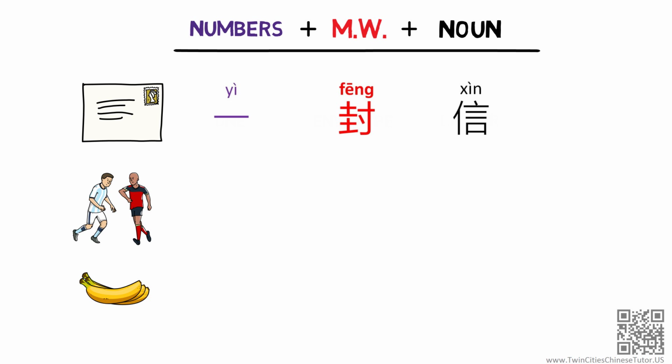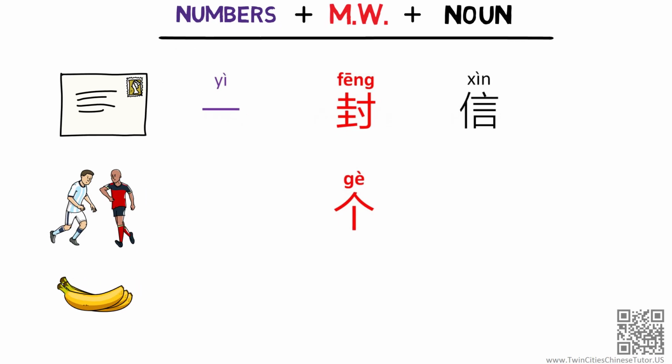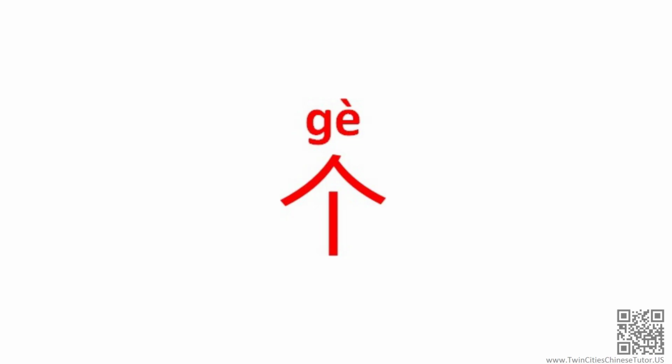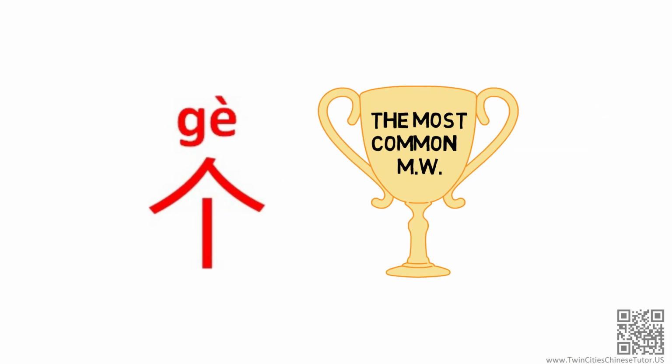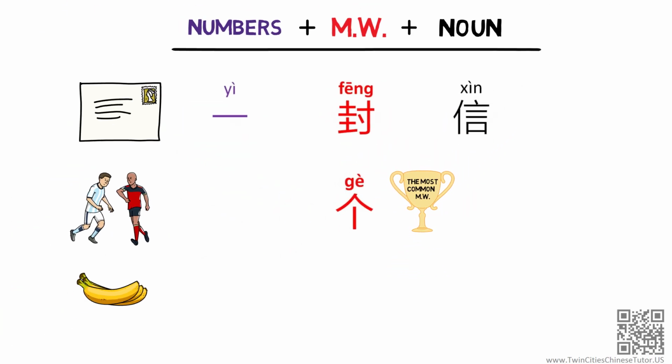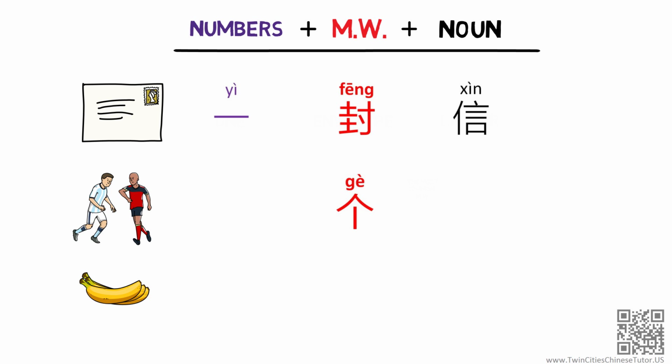While 封 is a measure word that can be translated, other measure words cannot be translated directly. For athletes, we would use the measure word for people in general, 个. We generally don't translate 个 to English, but it still cannot be omitted as a measure word in Chinese. 个 is also probably the most common measure word in Chinese. So if you are not sure about a more appropriate measure word to use for a noun, 个 would be a good bet.